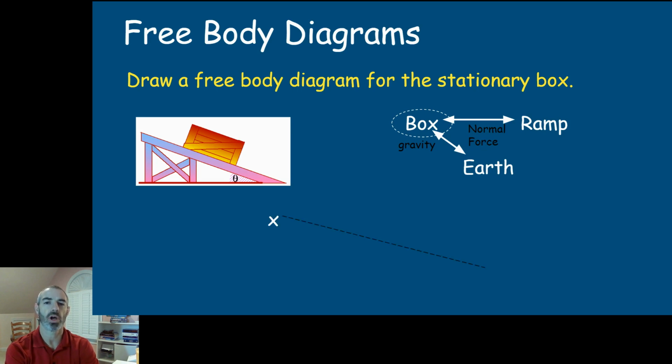Remember, the x-axis is drawn parallel to the surface, and then the y-axis perpendicular to that, with our box being the dot in the center. Gravity is always going to point towards the center of the earth, which in most cases is down. Then we have the normal force perpendicular to the surface, which means the normal force will always be drawn on the y-axis since it's always drawn perpendicular to the surface.